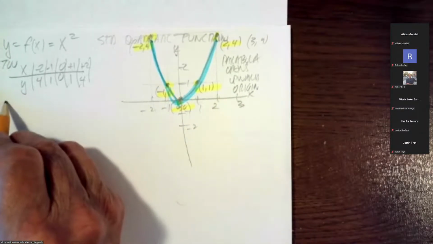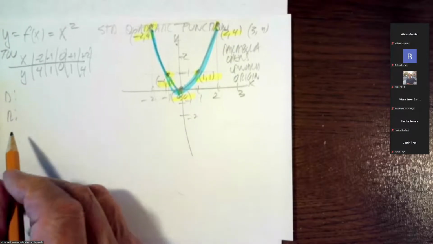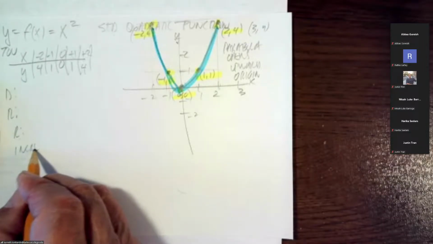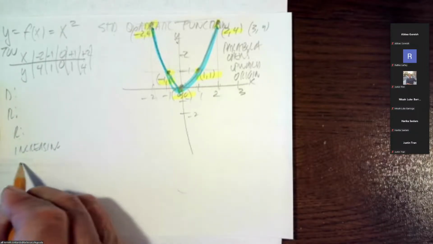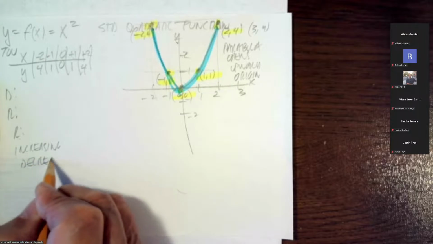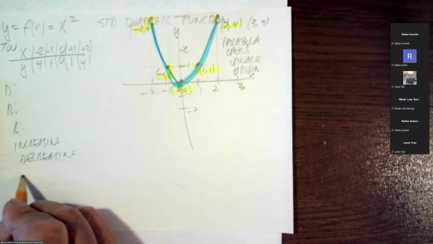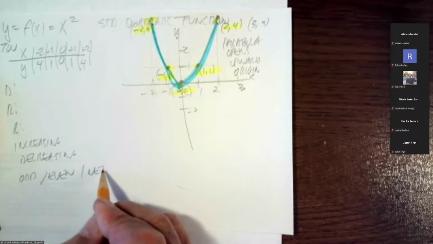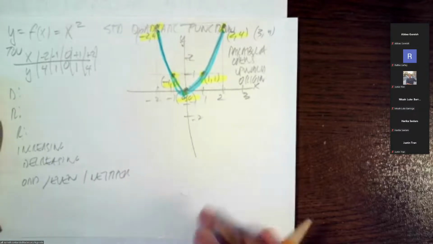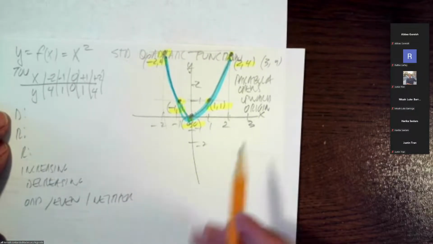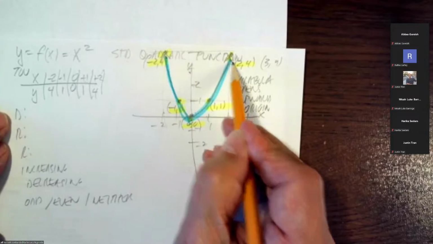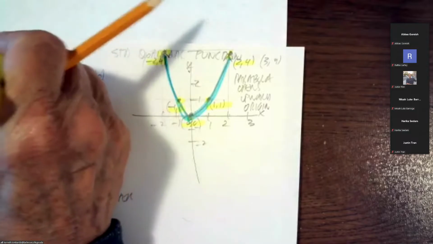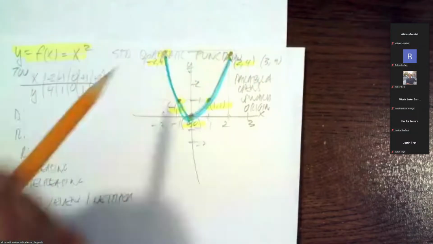Let's answer the same questions. I want the domain and the range and where it's increasing, where it's decreasing. And is it an odd or even or neither? What kind of a function is it? So the domain, what do we think the domain is going to look like for that function? Do we have a new volunteer on this one? So everybody gets a chance to participate.